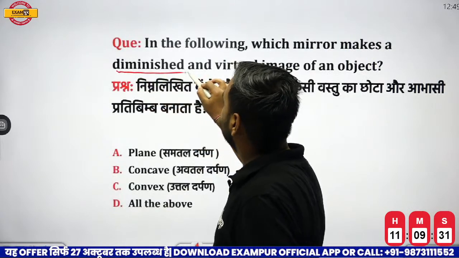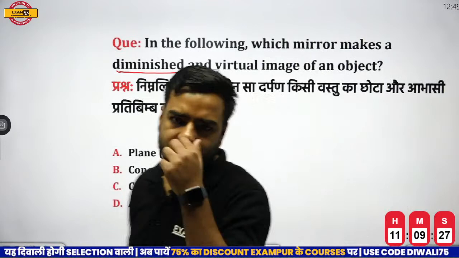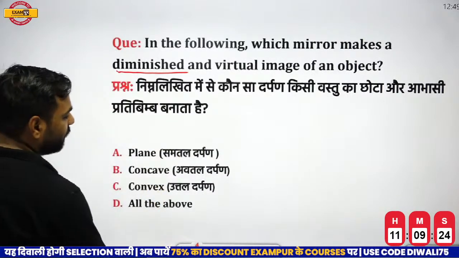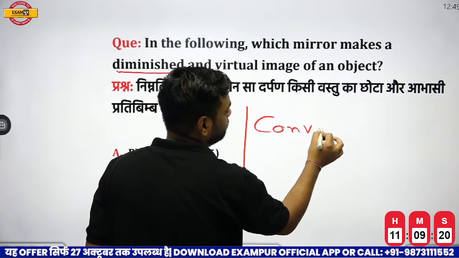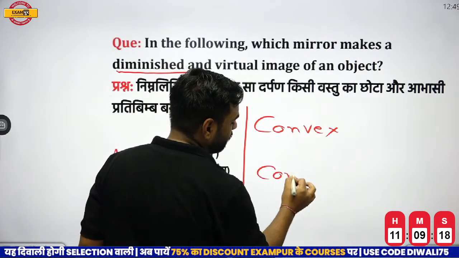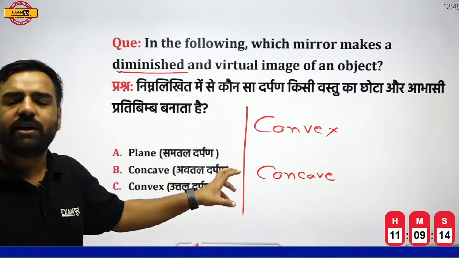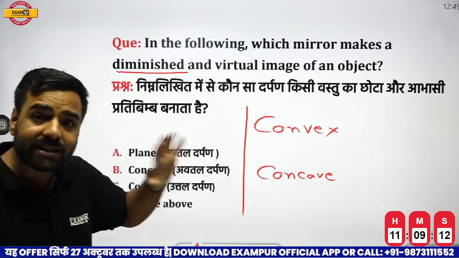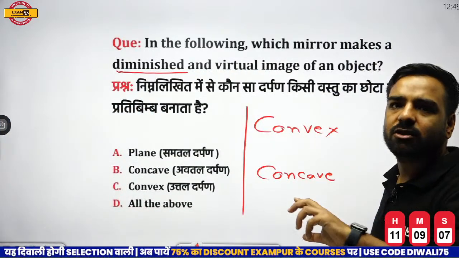What is written? Diminished image, right? I gave a trick to the candidates, and that trick was, whenever we talk about convex and concave mirror, this trick is going to be helpful in the examination. Just try to calculate the number of letters here. Now this is just a trick. There is no logic behind it. So Albertson is also going with concave.